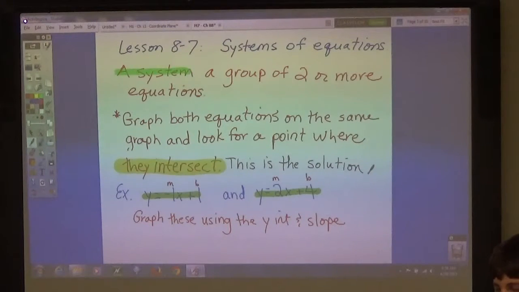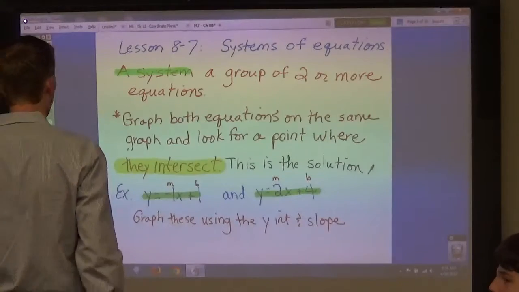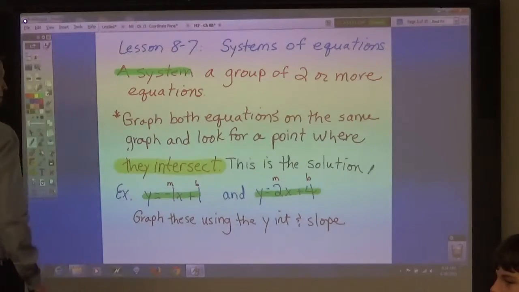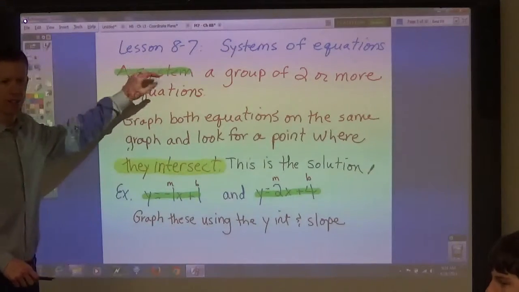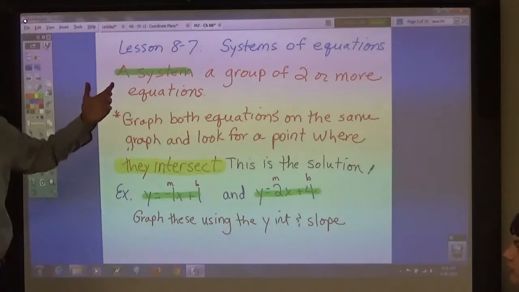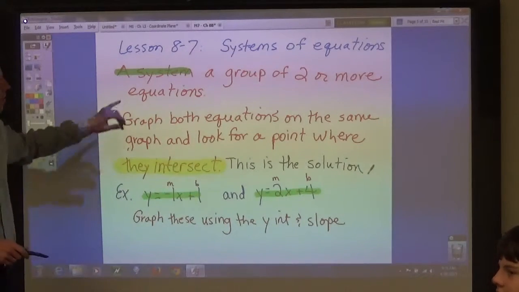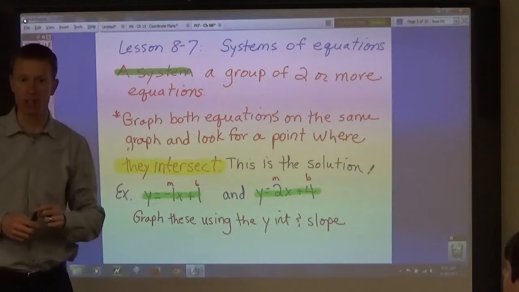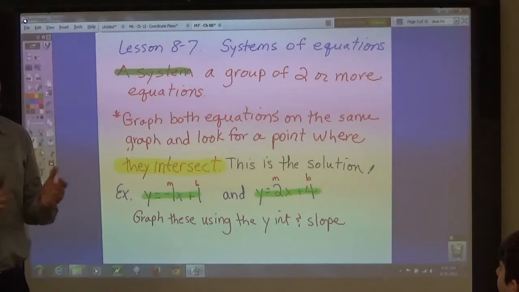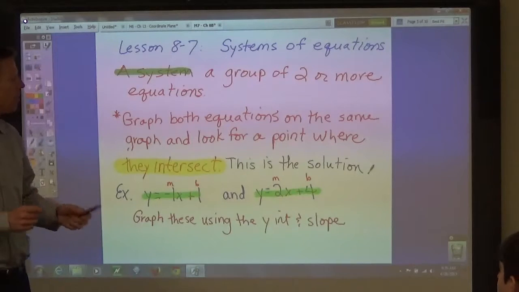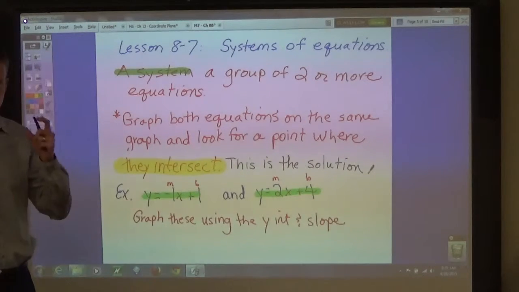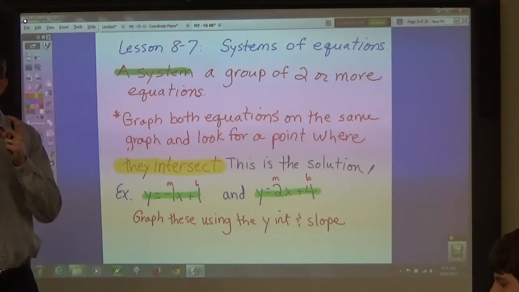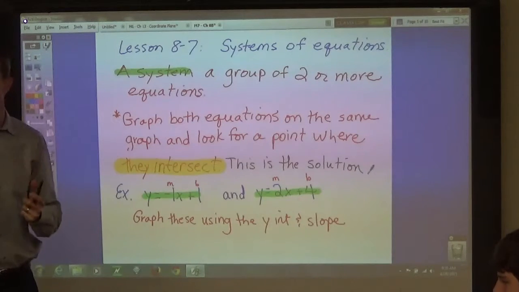All right, today 7th graders, we're going to talk about, in lesson 8-7, systems of equations. A system is a term in math that means more than one. If you're solving a system, it means you're solving a set of equations, more than one equation. You're finding the point, the coordinates, that make both equations true, okay?